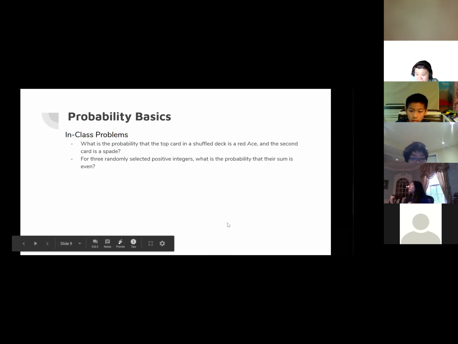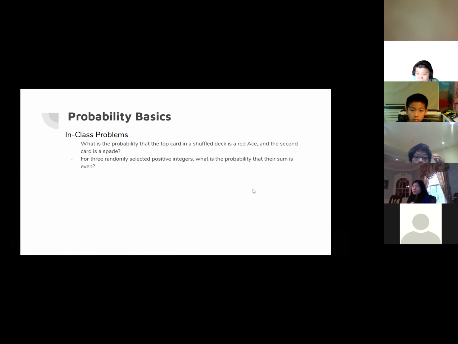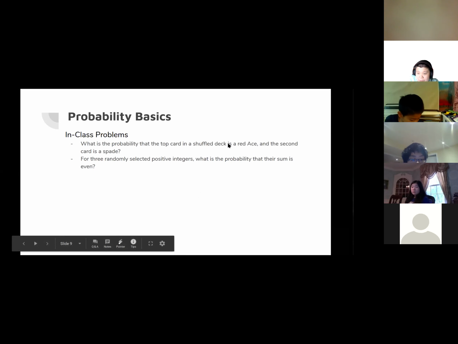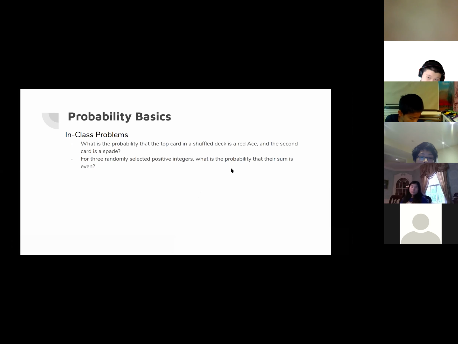Now, how do we do it if we don't know the ace is a spade or not? It's a red ace. So remember that spades and clubs are black, and diamonds and hearts are red. So automatically, it's not going to be red. It's automatically the first ace can't be a spade.